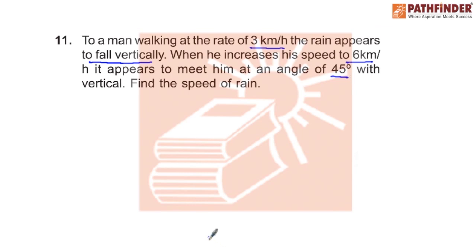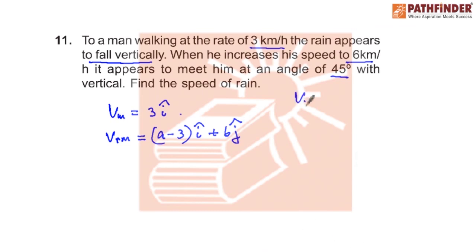Now see, in the first case, the velocity of the man is 3i. And the velocity of the rain with respect to the man comes to minus 3i plus bj. So why is it minus 3? Because previously let the velocity of the rain be ai plus bj, and then the speed of the rain is root over a square plus b square, and then the velocity of the man is 3i, and the velocity of rain with respect to man is vr minus vm. So it is now (a minus 3)i plus bj.